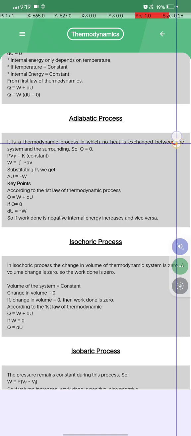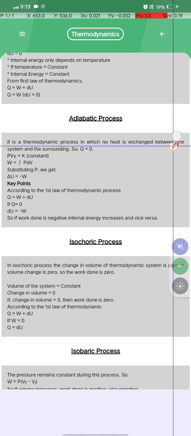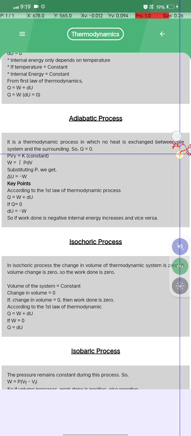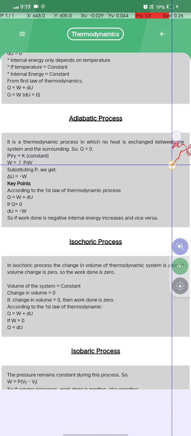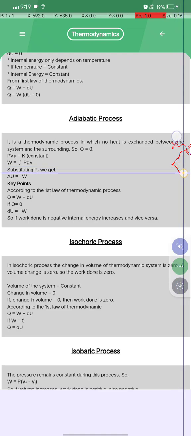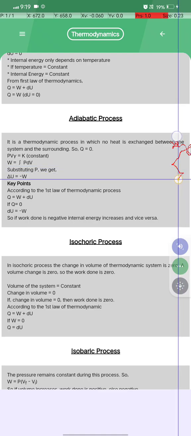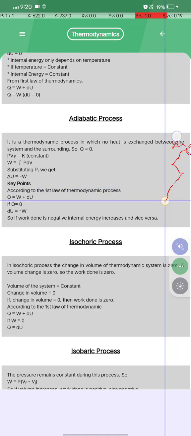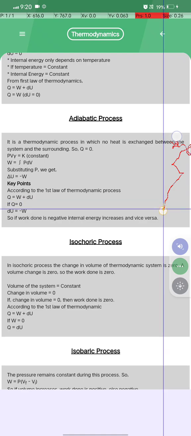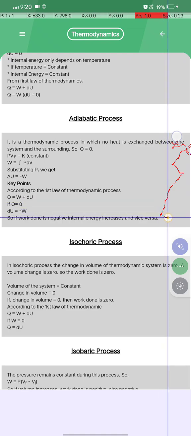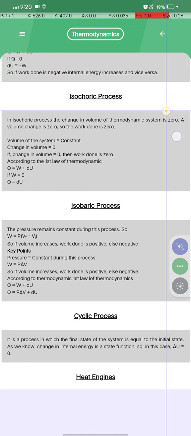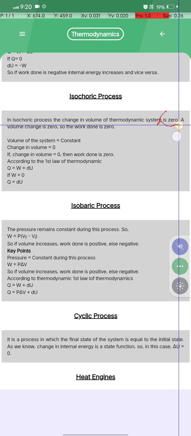Now comes the adiabatic process. The adiabatic process is a process in which no heat is exchanged between the system and the surroundings, so Q is equal to 0, PV^γ is equal to a constant, and W is equal to the integral of PdV. Substituting P, we get delta U is equal to minus W. The key point, according to the first law of thermodynamics, is Q is equal to W plus dU, and since dQ is 0, dU is equal to minus W. Finally, if the work done is negative, internal energy increases, and vice versa.